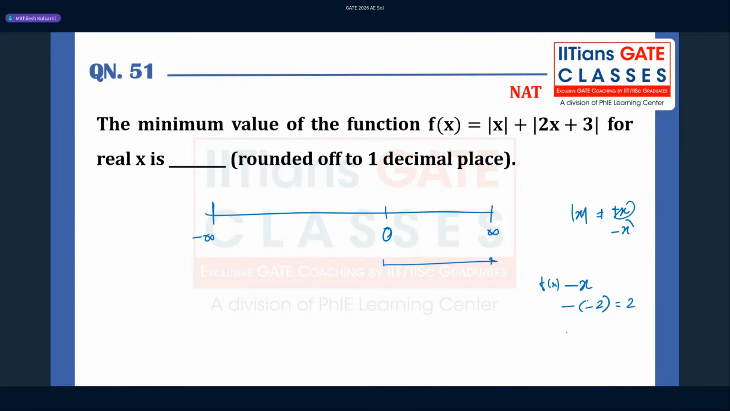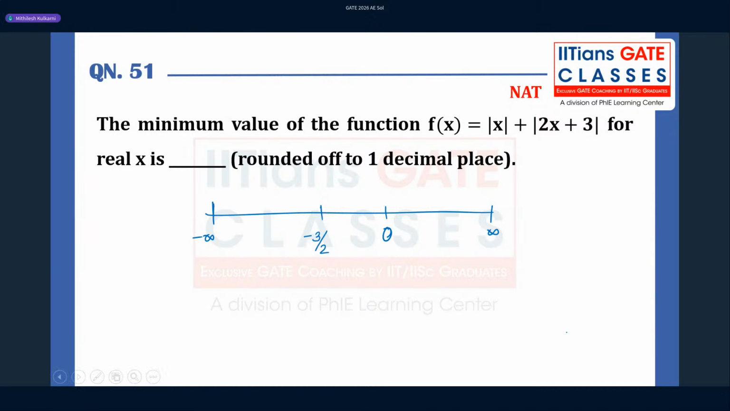When you put x is equal to minus 4, minus minus will become plus 4, right? Because ultimately mod function should give us the positive answer, and that is possible only when in this range you consider it as a minus x, and in this range you consider it as a plus x. Correct? So 0 is the point at which sign of the function changes. Similarly, for this, at what point the sign of the function changes? Minus 3 by 2. Minus 3 by 2 comes somewhere here.